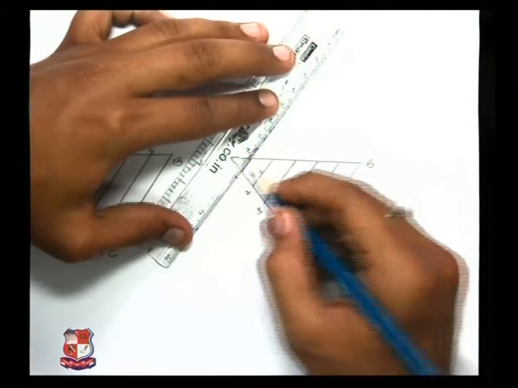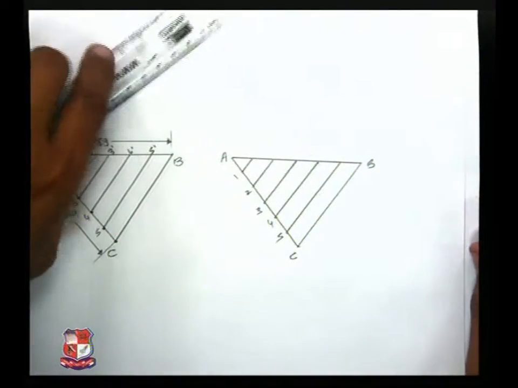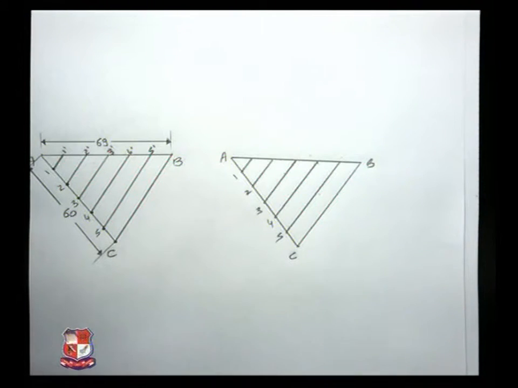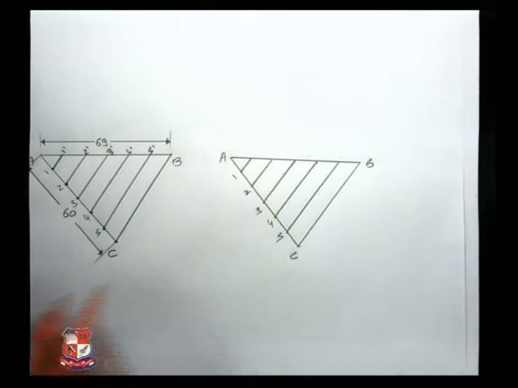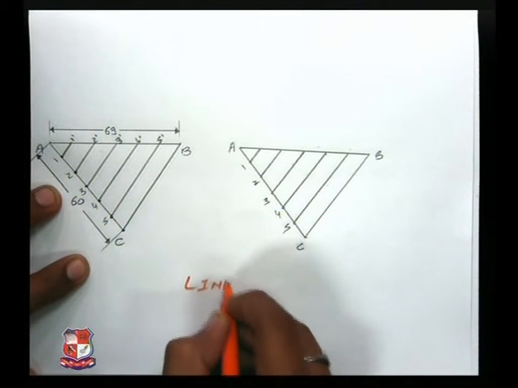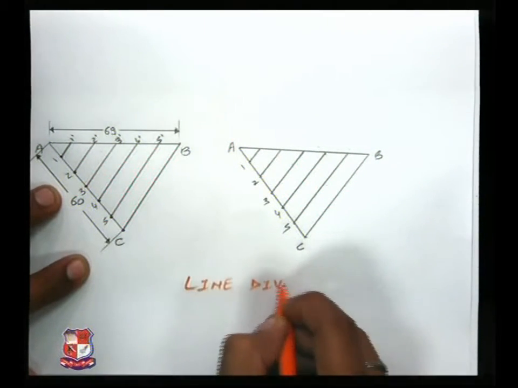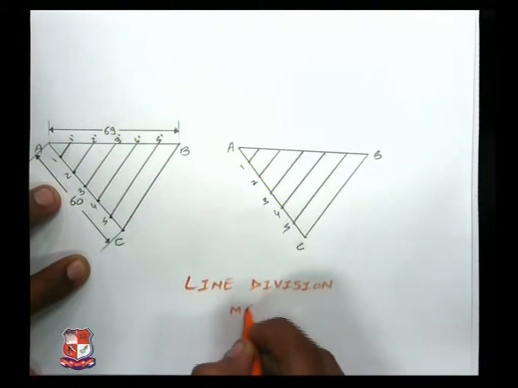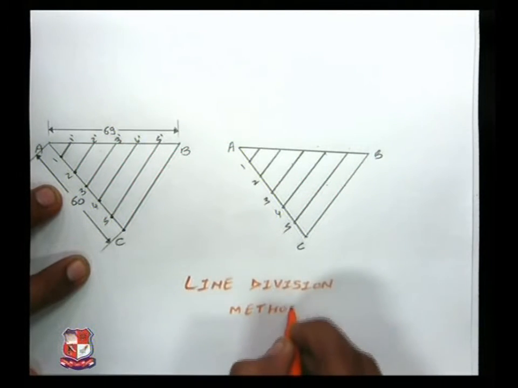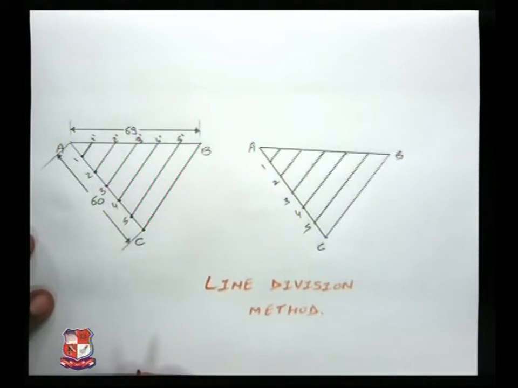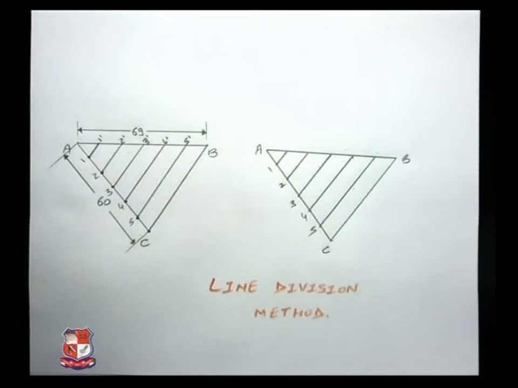By this method you can divide any line into n number of equal parts. So this is the method to divide a line into equal parts. This method is called the line division method. We will have a look at our next problem.